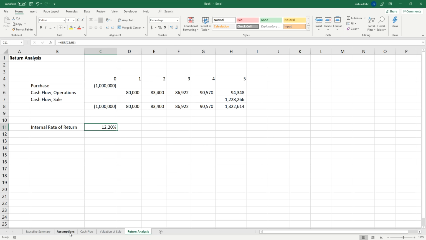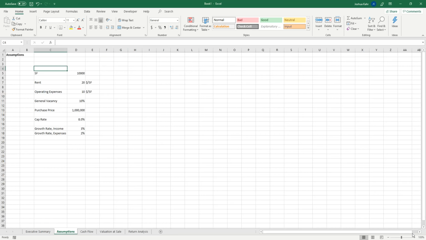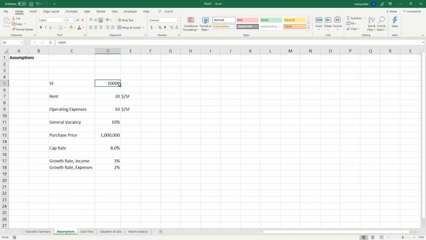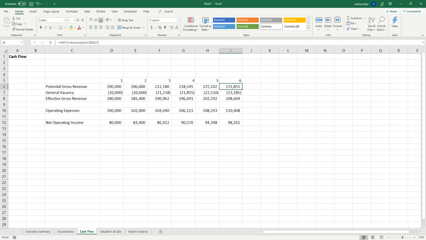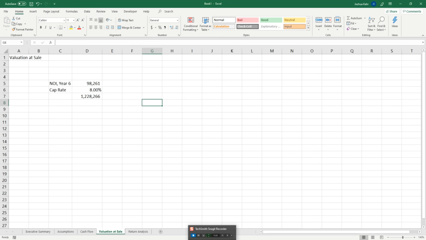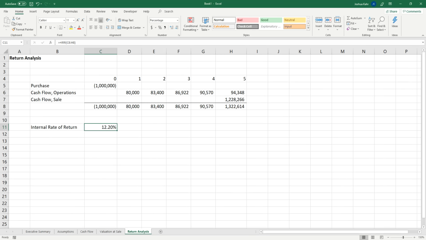So in short, we've got some basic assumptions. Make that a bit bigger so everyone can see it. Maybe do a little formatting there just so it's nice and clean looking. A little formatting never hurt anyone. Cash flow, I've got a cash flow statement year 1 to 6. Again, we're only holding it for 5 years. I'll talk more about this later. We've got a valuation at sale, not a bad thing. And we've got a return analysis showing that in this case we're making 12%. That's it for video 1.